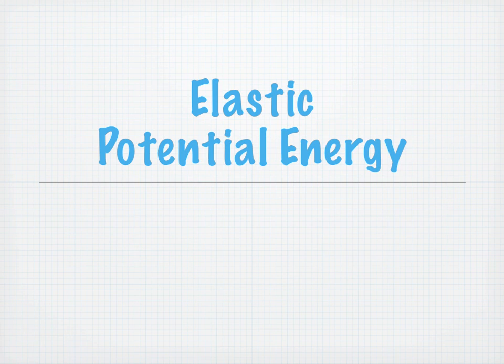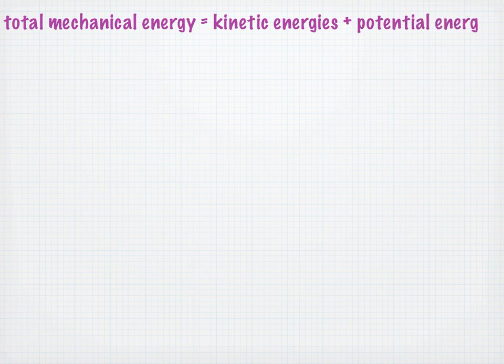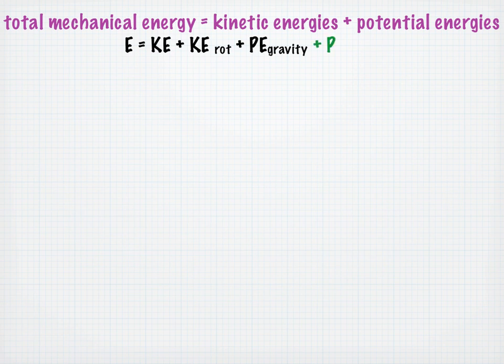Elastic potential energy. The total mechanical energy of an object or a system of objects is equal to the sum of the kinetic energies and the potential energies of the system. So far, we've considered that total mechanical energy could be made up of translational kinetic energy, rotational kinetic energy, and gravitational potential energy. We'll now add another form of potential energy, elastic potential energy.